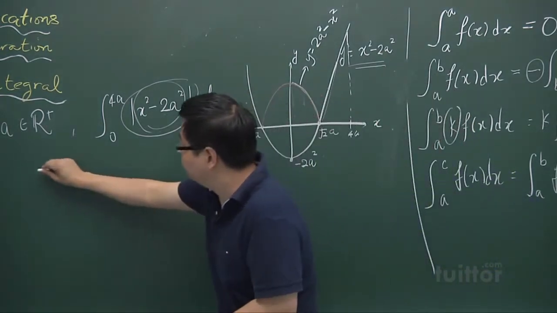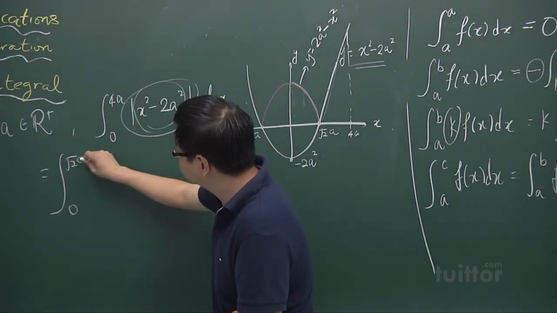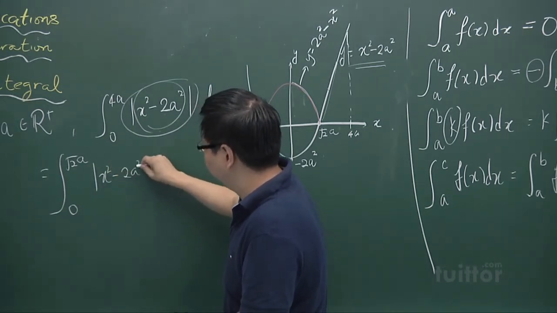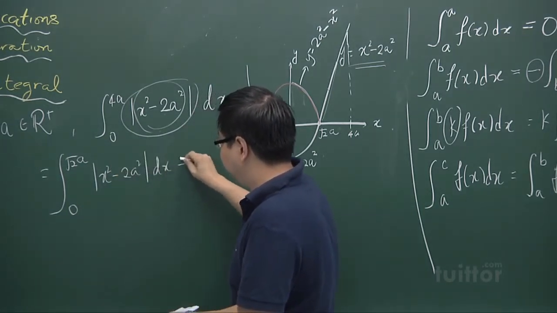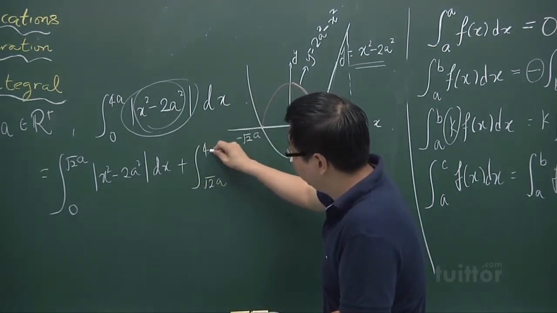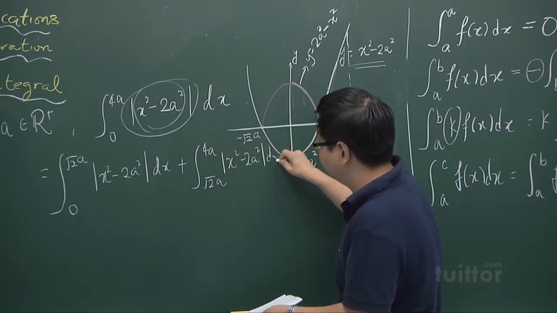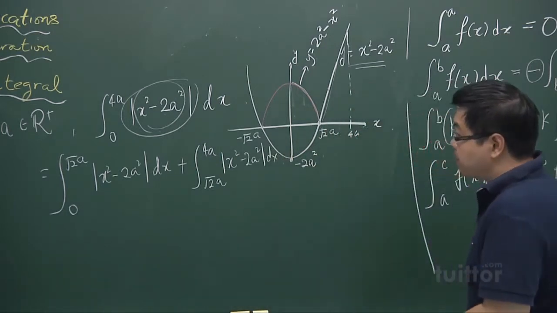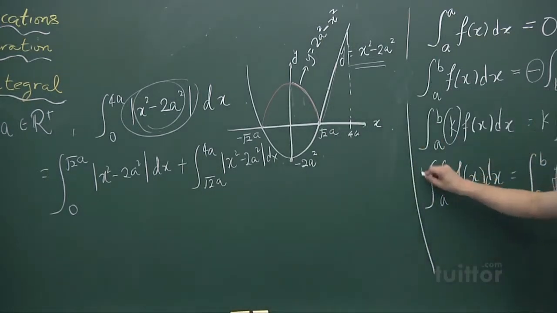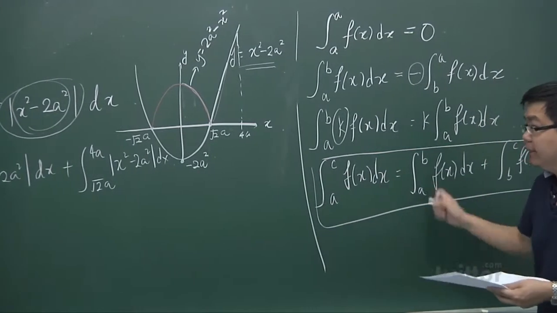So you can actually split up this integral into two parts, from 0 to root 2a, modulus of x squared minus 2a squared, plus from root 2a to 4a, modulus of x squared minus 2a squared dx. Now this basically is making use of law number 4, which talks about splitting the limits.